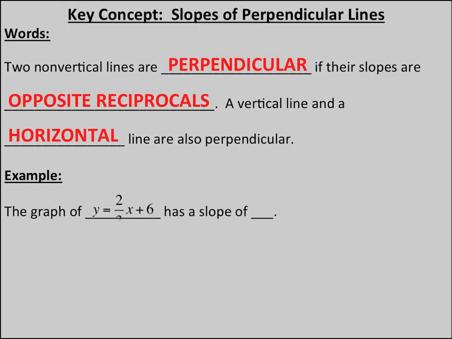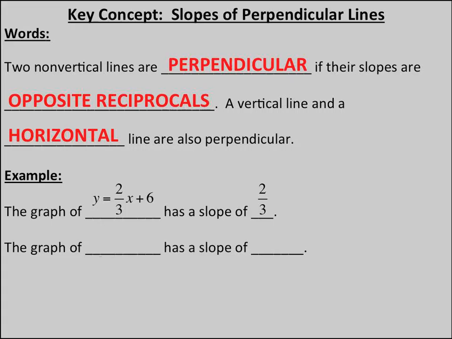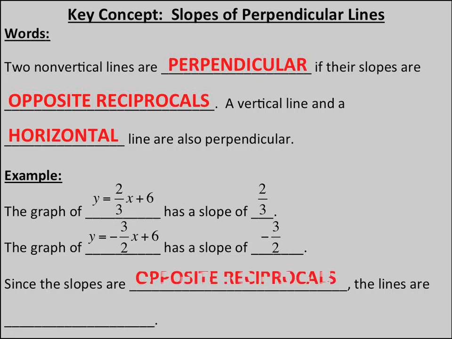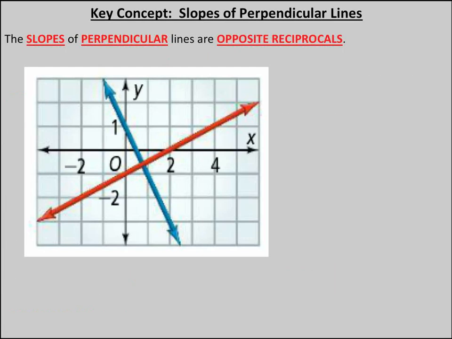Okay, so for example, the graph of 2/3 x plus 6 has a slope of 2/3. The graph of negative 3 halves x plus 6 has a slope of negative 3 over 2. Those numbers are opposites and reciprocals. Opposites, one's positive, one's negative. Reciprocal just means you're taking your fraction and flipping it over. Since the slopes are opposite reciprocals, these lines are perpendicular. All right? So slopes of perpendicular lines are opposite reciprocals.